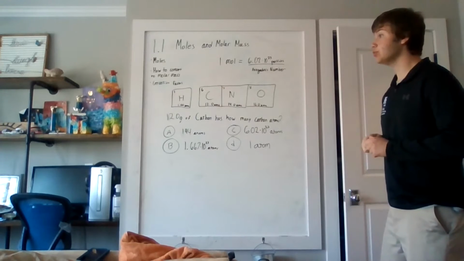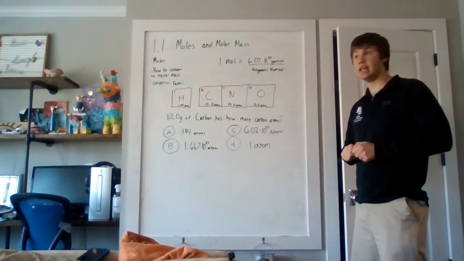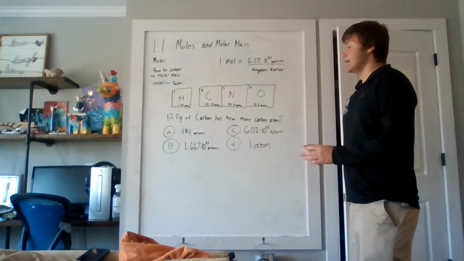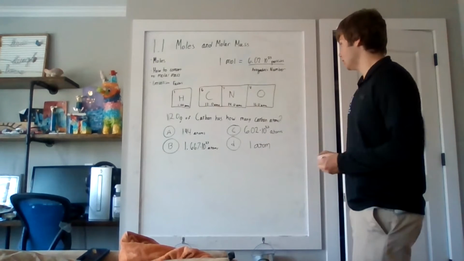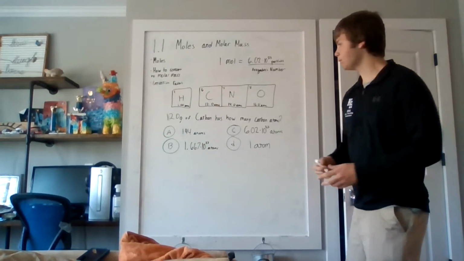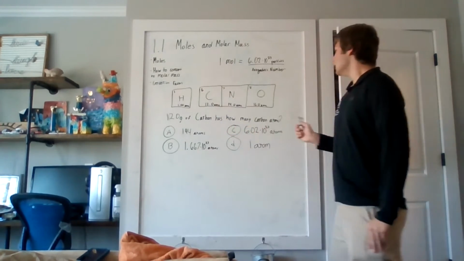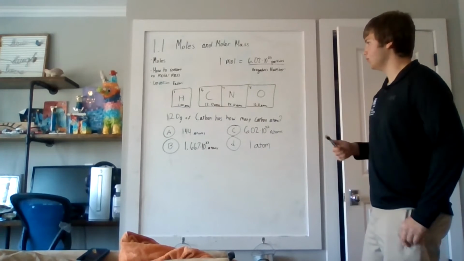Now, we can use moles to get mass of anything from a given reaction or just get the amount of atoms that are in a certain item. Now, if we have 12 grams of carbon, how many carbon atoms do we have?